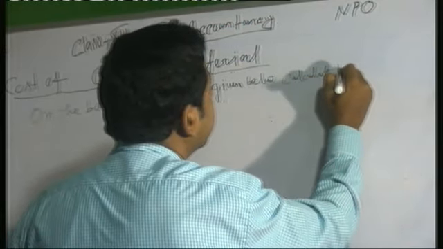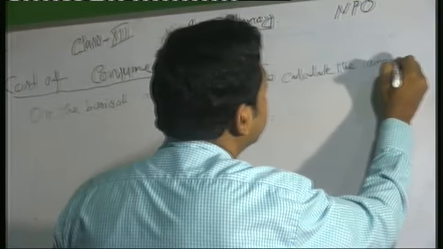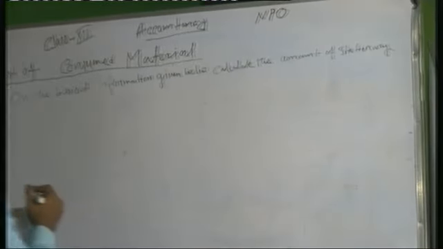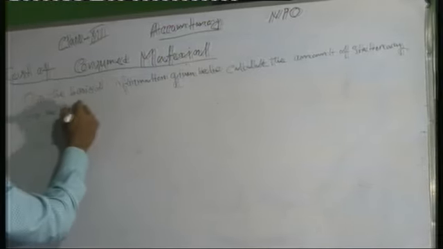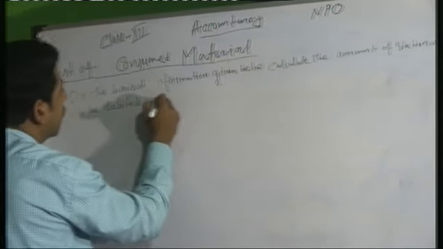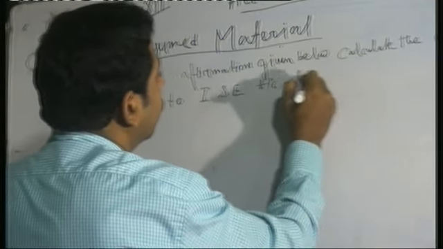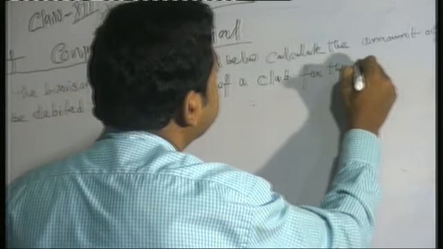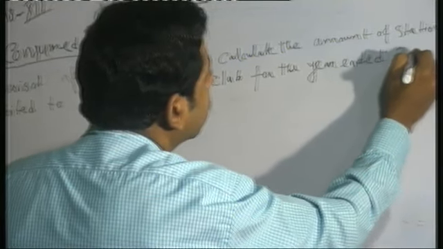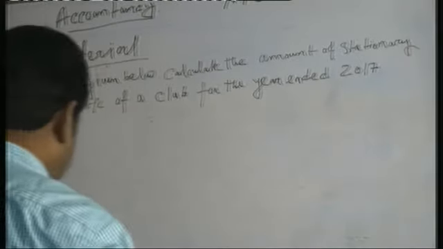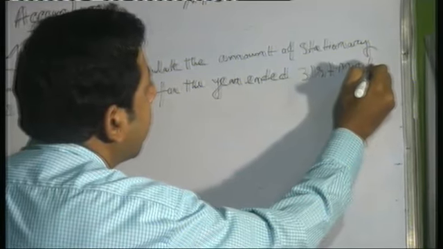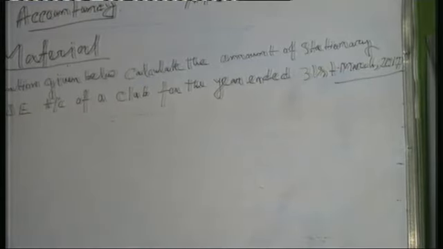Calculate the amount of stationery to be debited to the income and expenditure account of a club for the year ended 31st March 2017. Okay. What are the information?